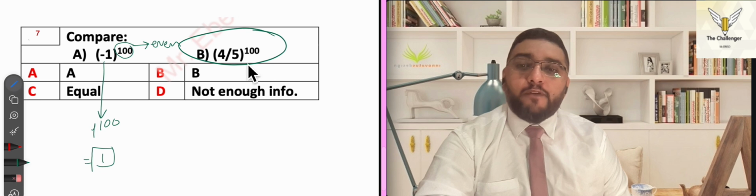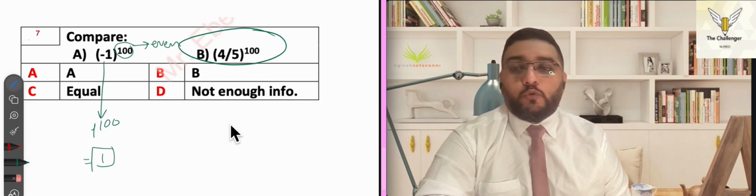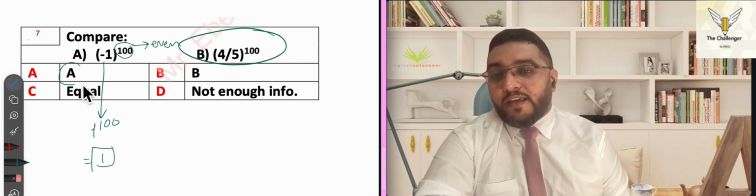For (4/5) raised to the power of 100, this number will always be a fraction, so it will be less than 1. So the answer is A. 1 is greater.